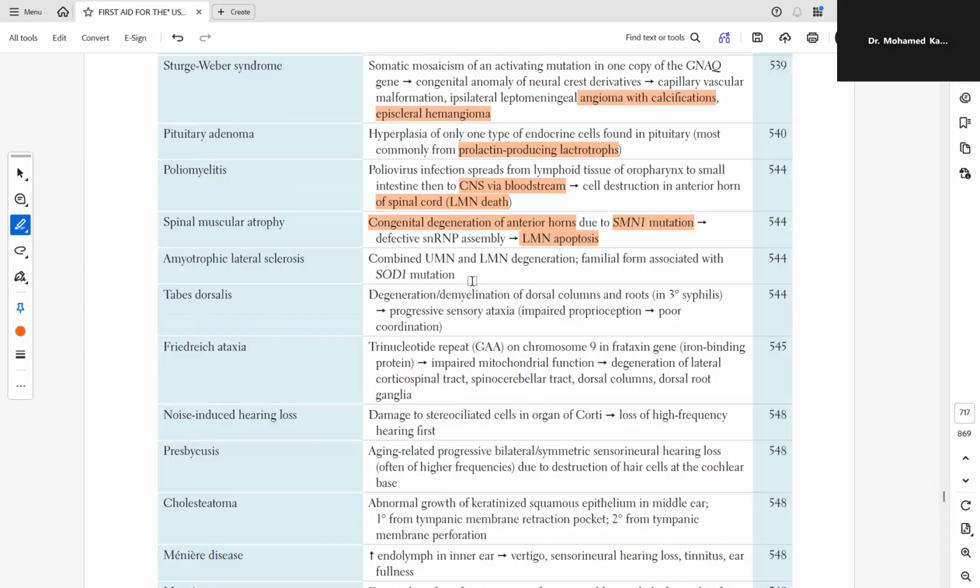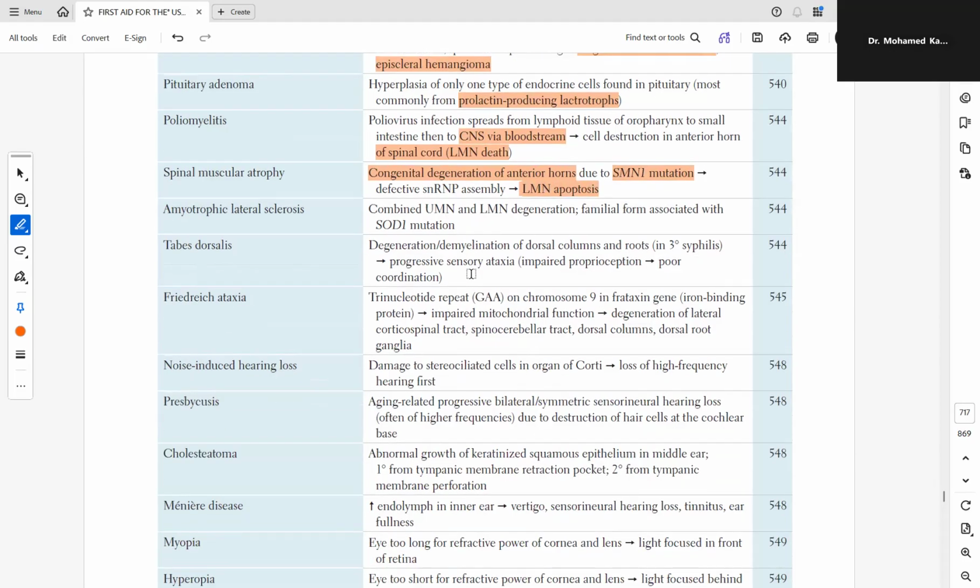Amyotrophic lateral sclerosis. This is an upper and lower motor neuron degeneration, combined upper motor neuron and lower motor neuron degeneration. Familial form associated with SOD1 mutation.